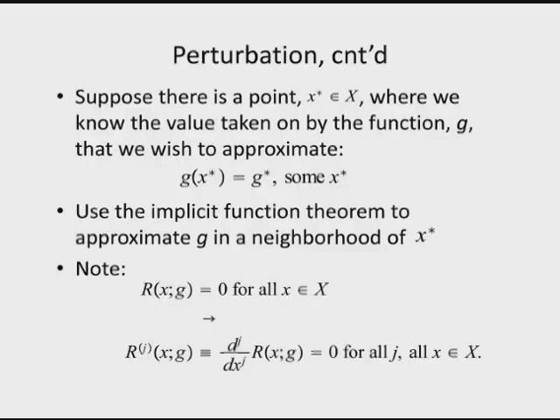And then what you do is you just use the implicit function theorem to approximate this function g in the neighborhood of that point. And then you use all the regularity conditions that are in the implicit function theorem. Things have to be differentiable, number one. And number two, there's certain invertibility conditions that we'll see in a second in these notes that have to be satisfied. So let's just talk about this for a minute here.